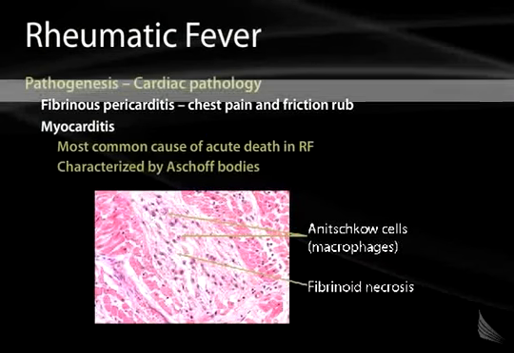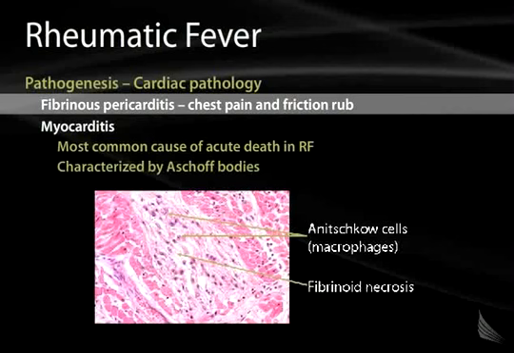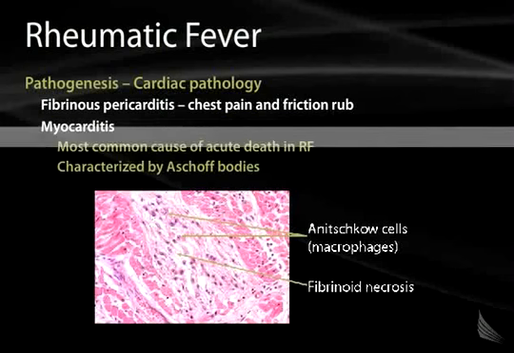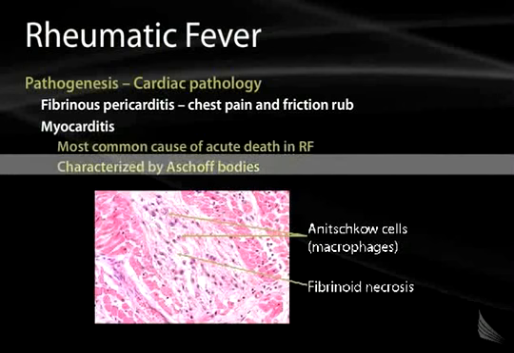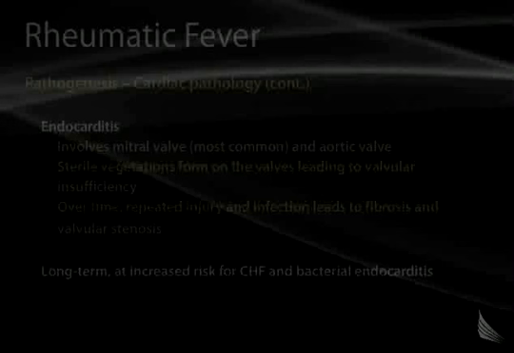On pathology, you get a membranous pericarditis, which can lead to symptoms of chest pain and findings on cardiac auscultation of a friction rub. Myocarditis is the most common cause of acute death in rheumatic fever, and is characterized by Aschoff bodies, which represent areas of fibrinoid degeneration surrounded by lymphocytes, plasma cells, and macrophages.